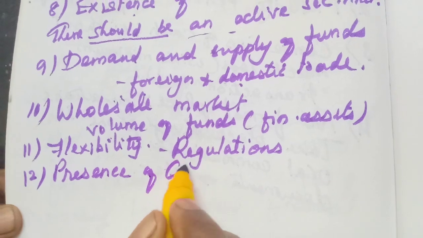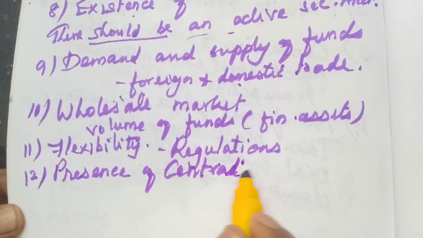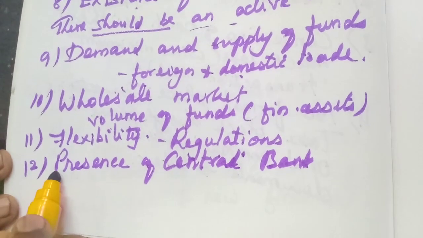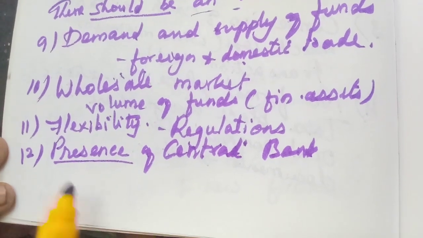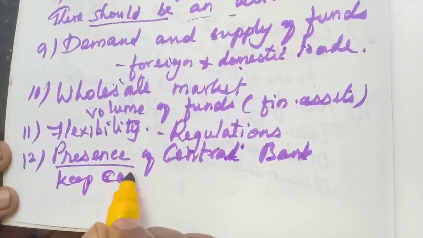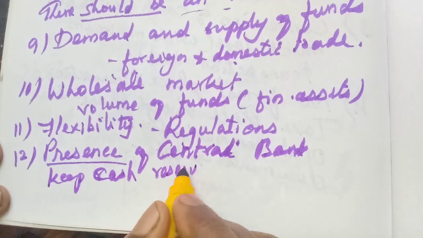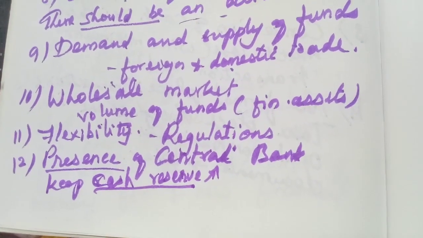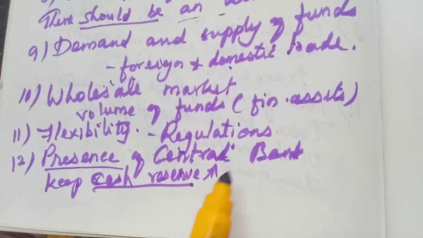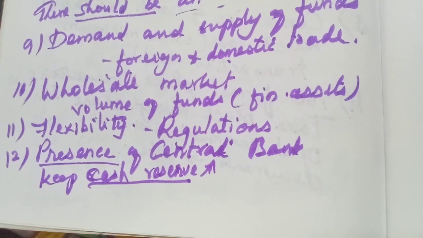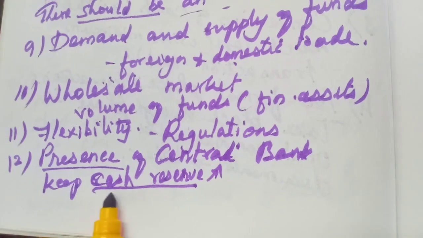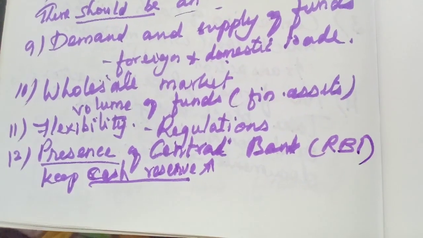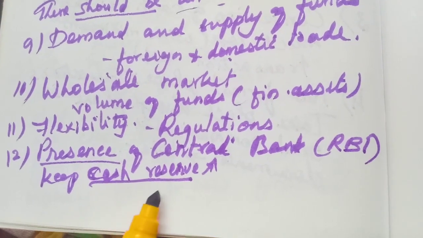We studied this already, isn't it? How does the central bank act in the money market? How is it present in the money market? They keep the cash reserve. Each bank, when they start in the money market, has to keep some cash reserve with the central bank. Each money market institution has to keep some cash reserve with the central bank. We know if our country has to issue currency notes, either a cash reserve or gold reserve has to be kept with the central bank. What is our central bank? RBI. What is RBI? Reserve Bank of India.